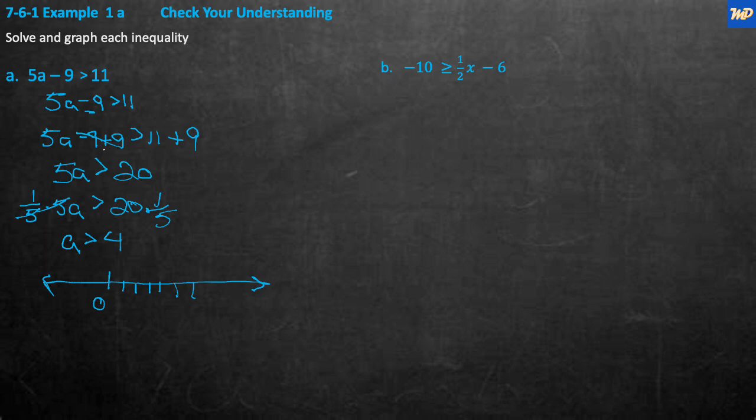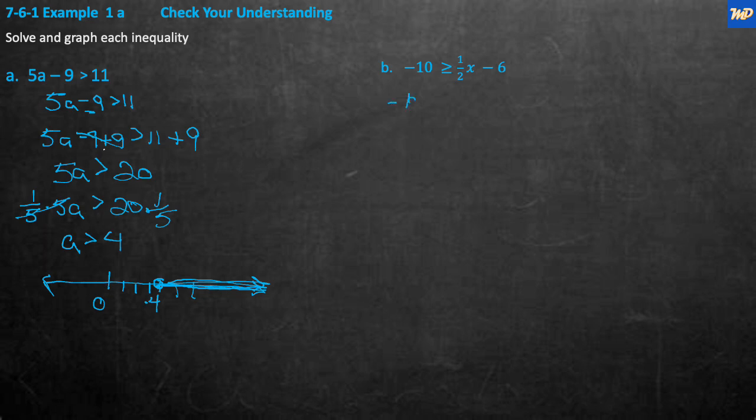So if it's greater than, you cannot include the 4 in the solution because it's not included. It doesn't say equal to 4. So what we do then is we put a circle around the 4. A circle around the 4, and a is greater than the 4, so everything on the number line goes this way. Greater than. Okay? So let's do b.